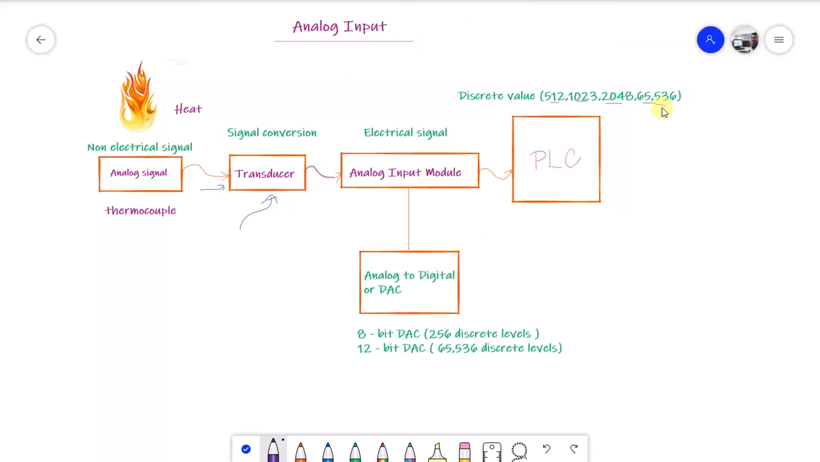It takes the analog input from the transducer, or sometimes, if you have some voltage, some process where we are getting some voltage drop, say in a shunt, I will take that as an example. Some current is flowing here. I will take this information and give it to the PLC, if it is 0 to 10 volt or 0 to 5 volt, something like that.